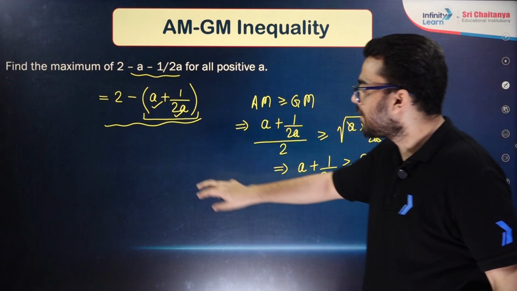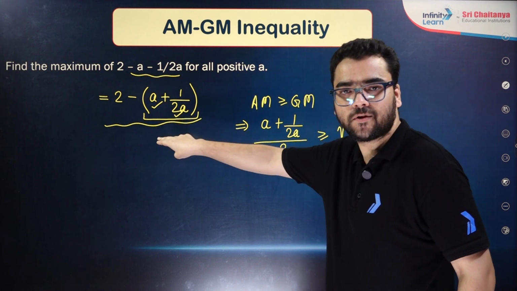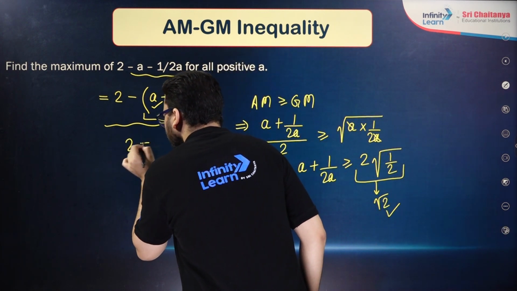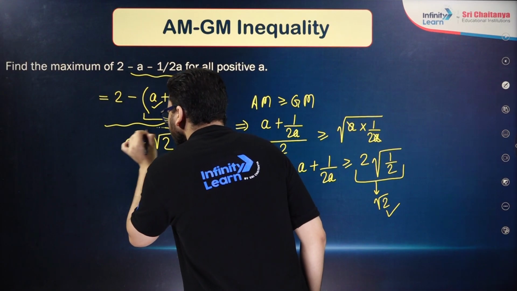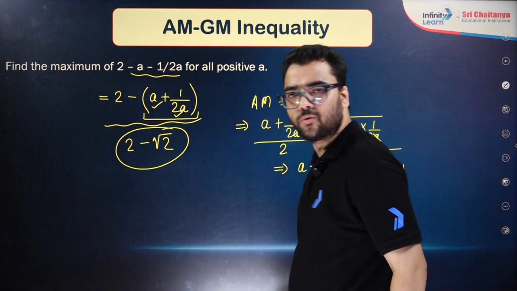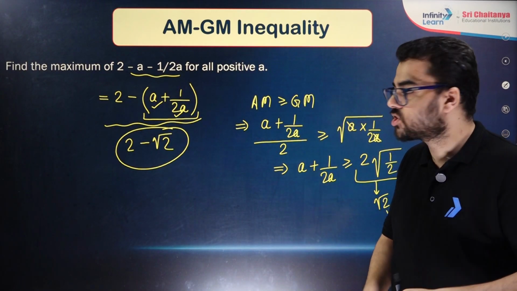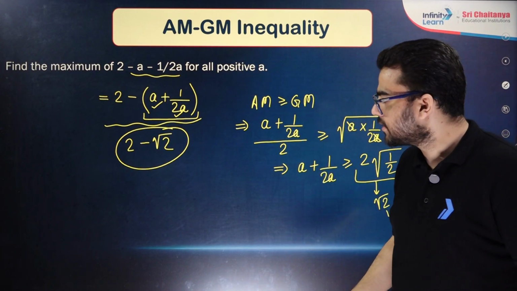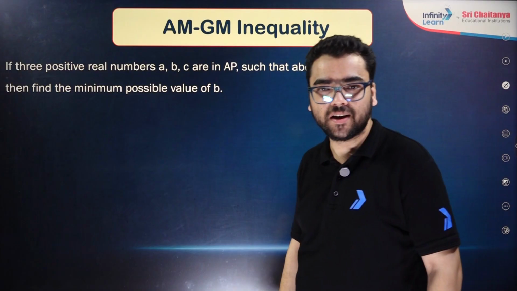So therefore the maximum value of this expression is what? When a plus 1 by 2a is minimum, which is root 2, the maximum value of this expression is 2 minus root 2, if it is specifically mentioned that a is positive. I hope this is clear. Okay, so let's move on to the next one, guys, over here.